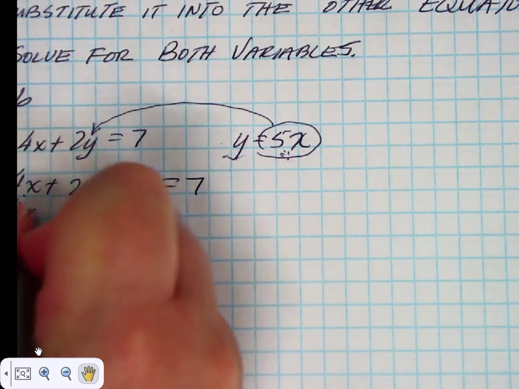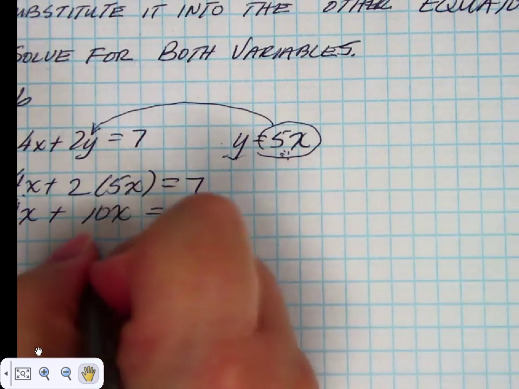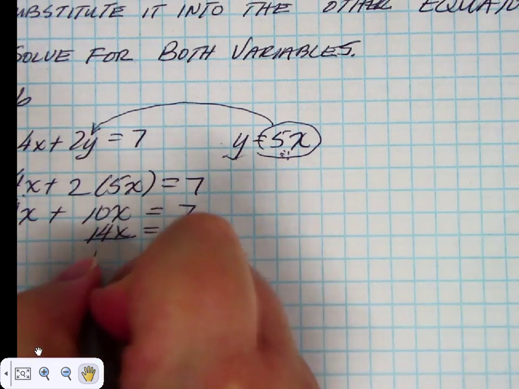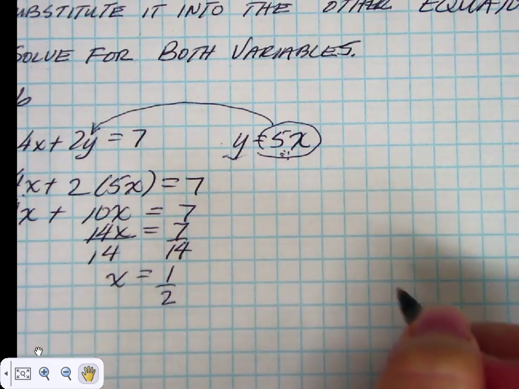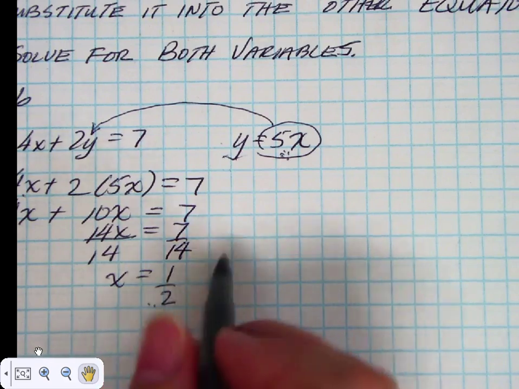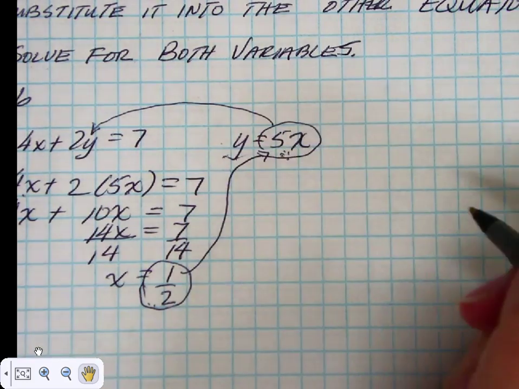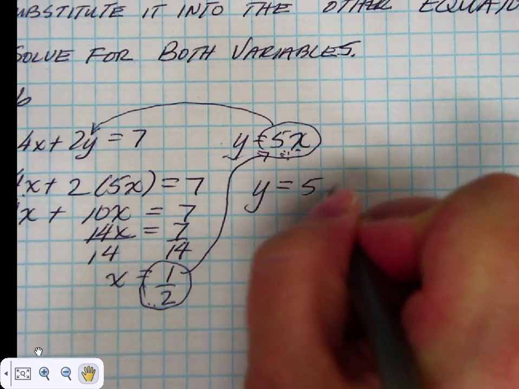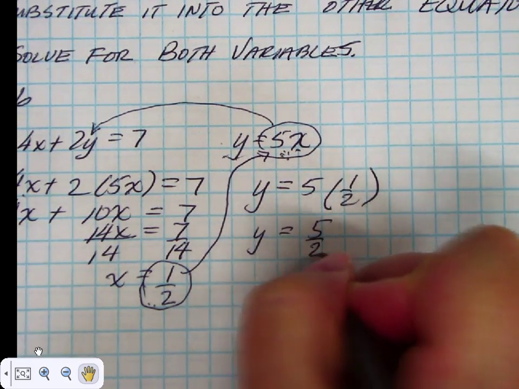So here, if I have 4x plus 10x is equal to 7, then I'm going to have 14x is equal to 7. Dividing both sides by the 14, I'm going to have x is equal to 1/2. So that means that x is 1/2. If I want to solve for y, I'm going to circle this, go from circle to circle, and put in that value for x. So y is equal to 5 times 1/2, so y is 5/2.